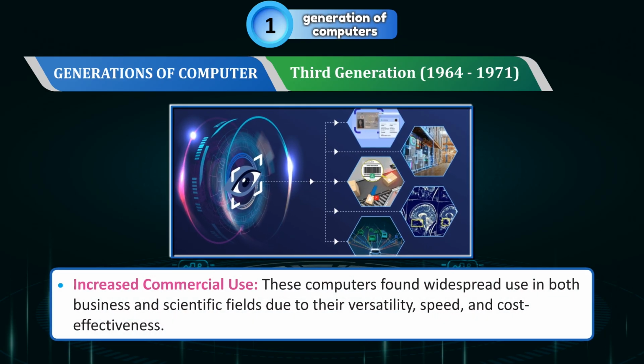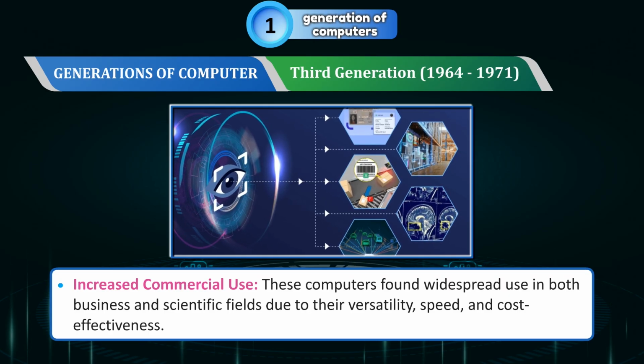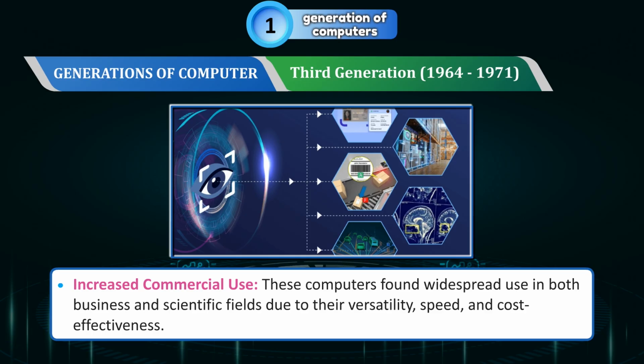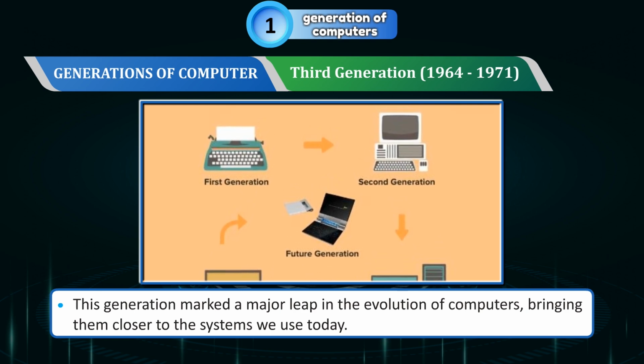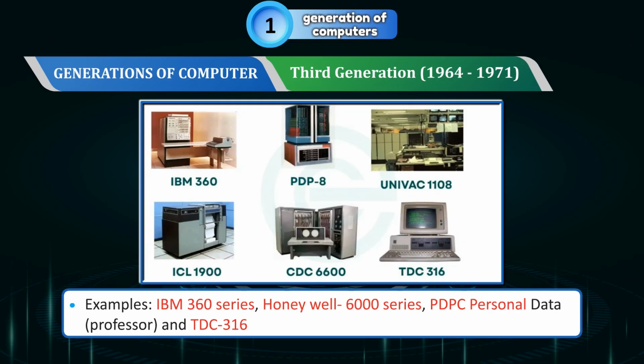Increased commercial use: these computers found widespread use in both business and scientific fields due to their versatility, speed, and cost-effectiveness. This generation marked a major leap in the evolution of computers, bringing them closer to the systems we use today. Examples: IBM 360 series, Honeywell 6000 series, PDP-8 Personal Data Processor, and TDC 316.